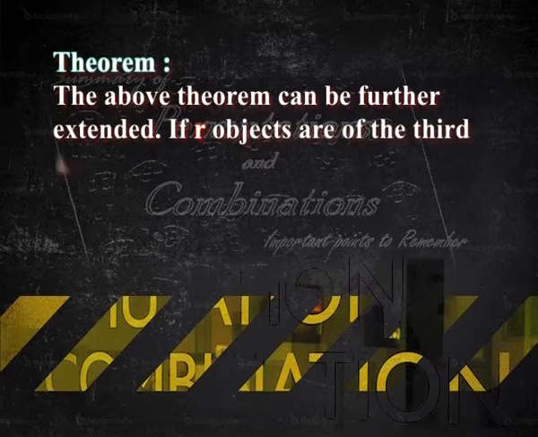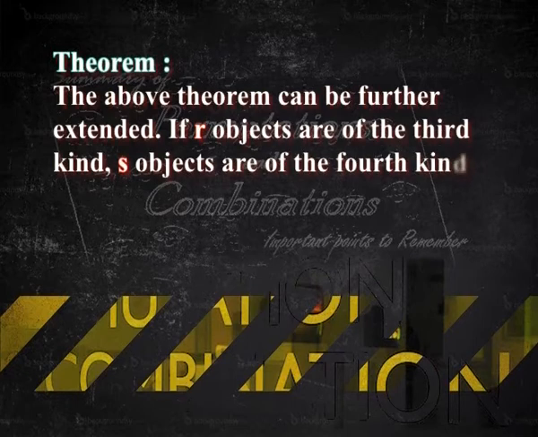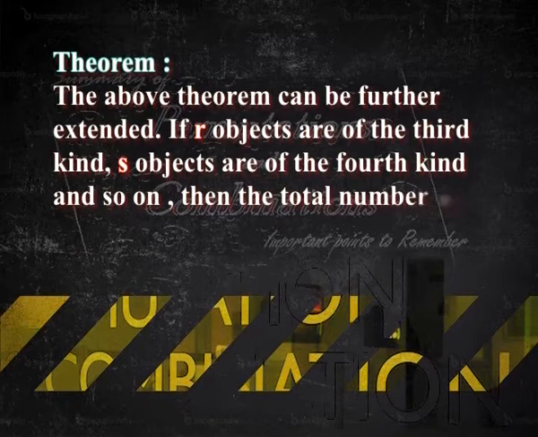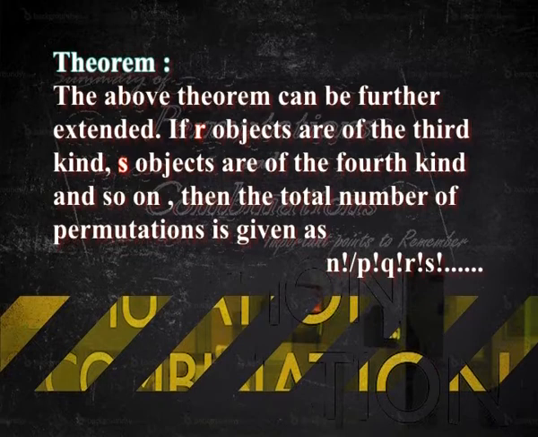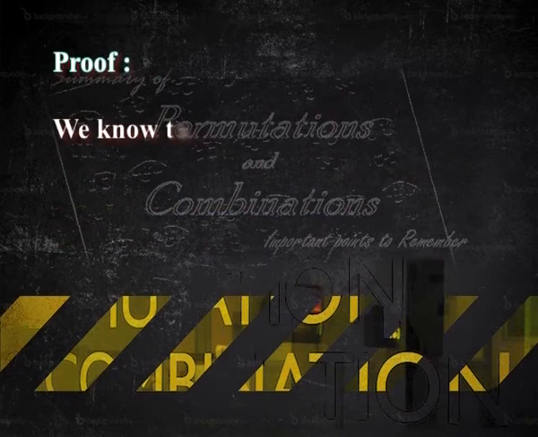If r objects are of the third kind, s objects are of the fourth kind, and so on, then the total number of permutations will be n factorial divided by p factorial into q factorial into r factorial into s factorial, and so on. Now let's see the proof for this theorem.